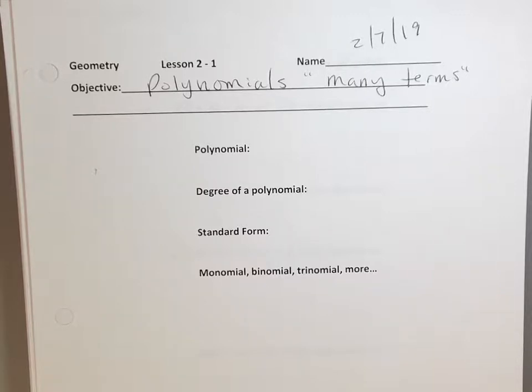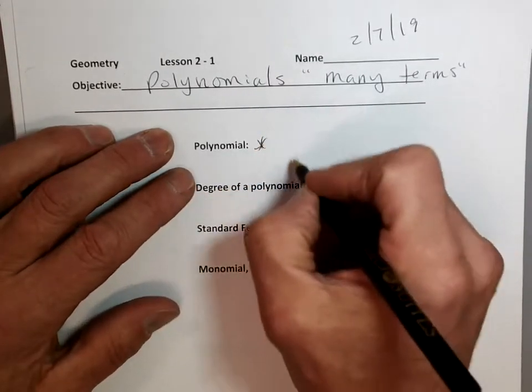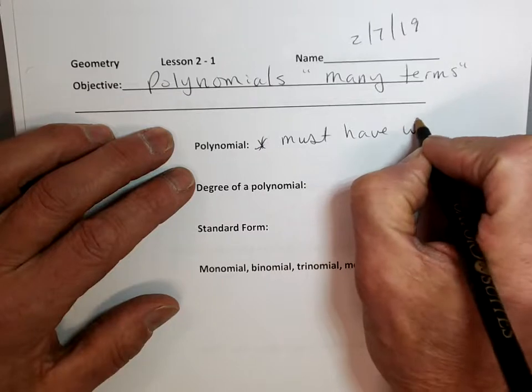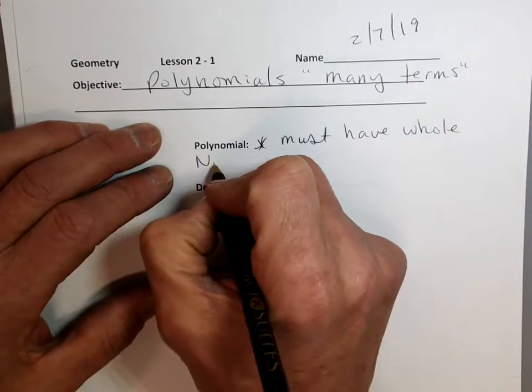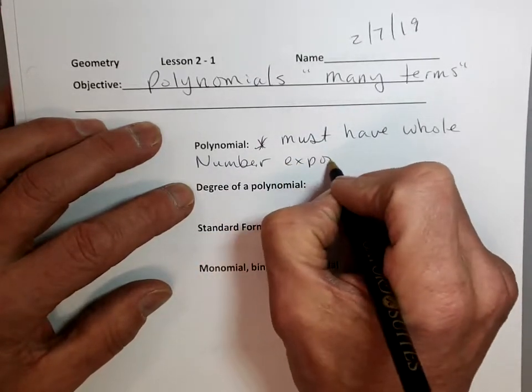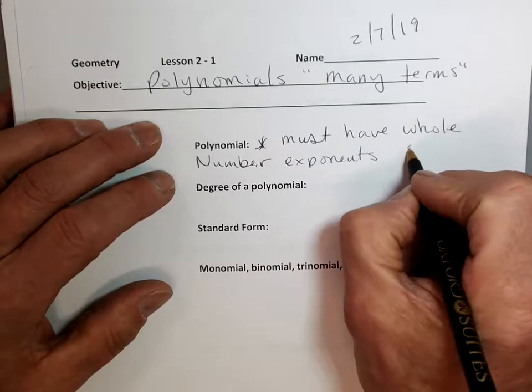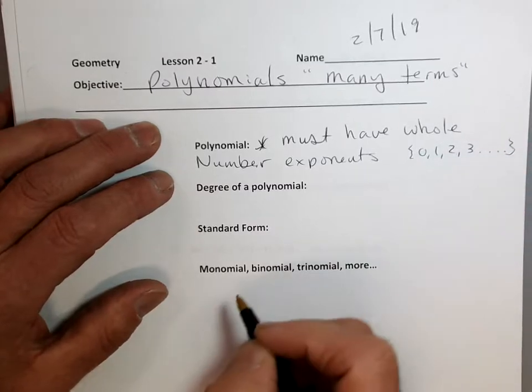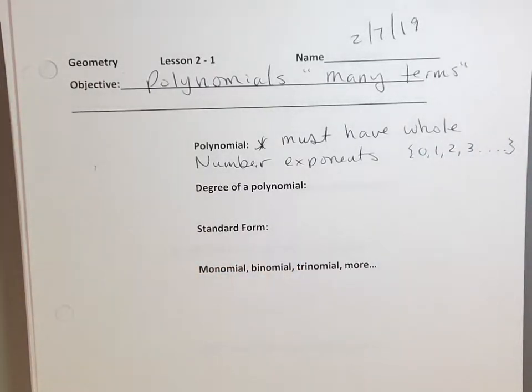Okay, so many terms. So the thing about polynomials, this is the most important thing, okay? They must have whole number exponents. Now, whole numbers are 0, 1, 2, 3, and so on. Those are the whole numbers, okay? So to be a polynomial, it has to have whole number exponents. Otherwise, it's not a polynomial. It would be just a totally different type of thing, okay?